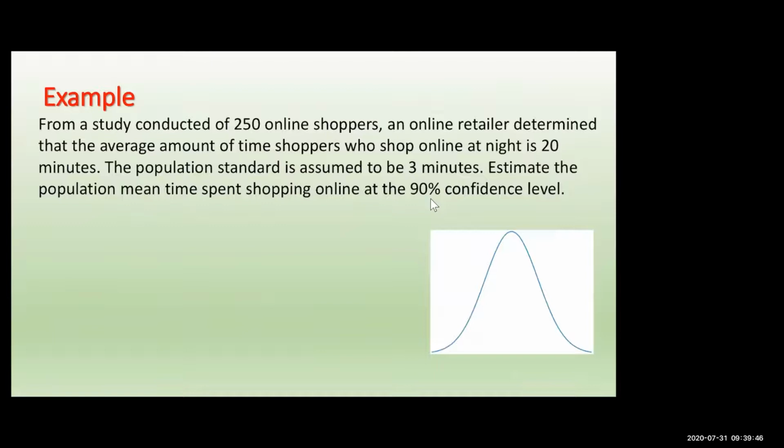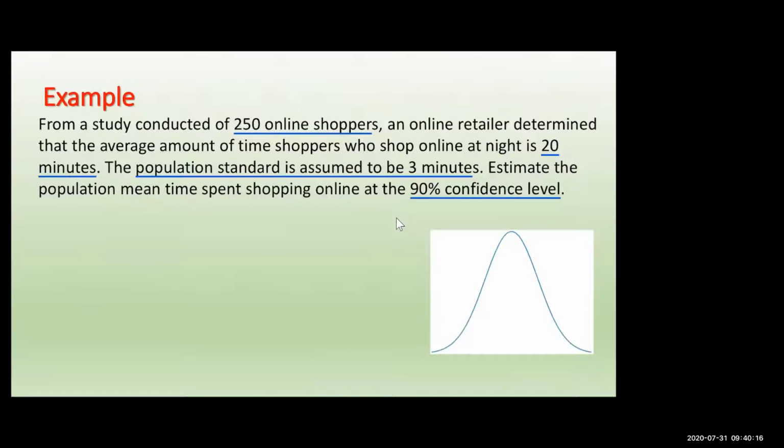So let's see, they have given a few important pieces of information here. The first one is they conducted the survey on 250 online shoppers, that is your n value. And they found that the average time they spend shopping at night is 20 minutes. That is your mean for the sample. And also they have given the population standard deviation, 3 minutes. We have to construct the 90% confidence interval.